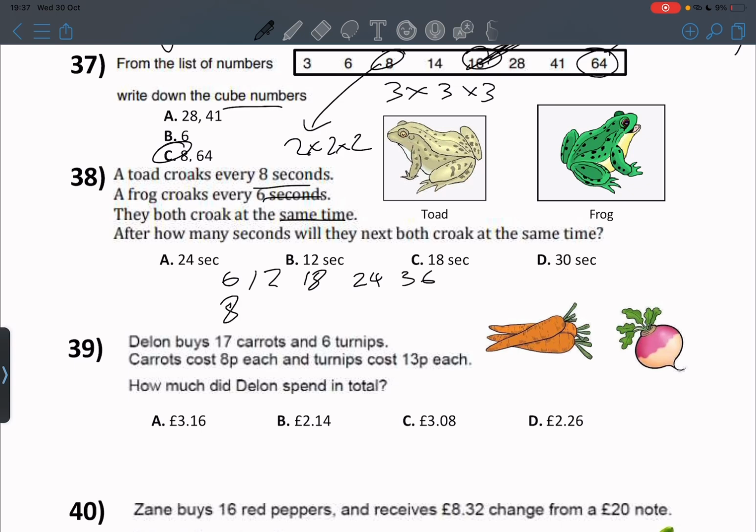The toad is going to be croaking on the 8 times table, or every 8 seconds, and then the next one's going to be after 16 seconds, and then 24 seconds. You can see the lowest common multiple, or when they both croak at the same time, is 24 seconds. So it'll be option A.